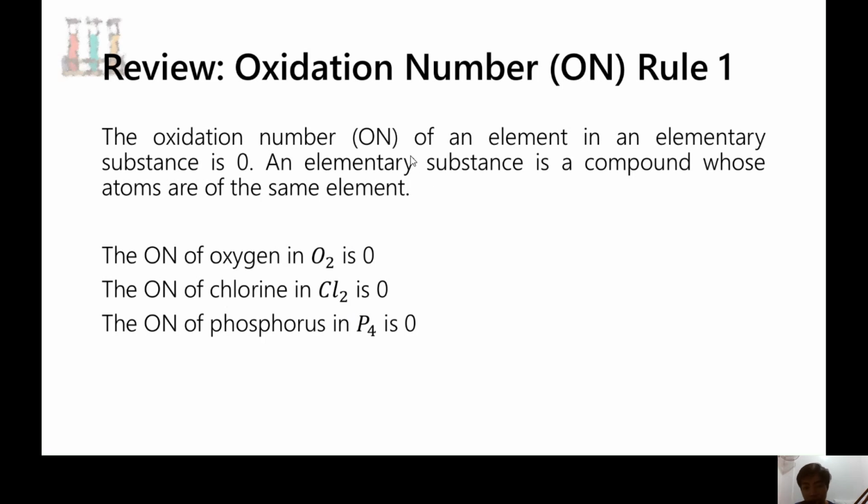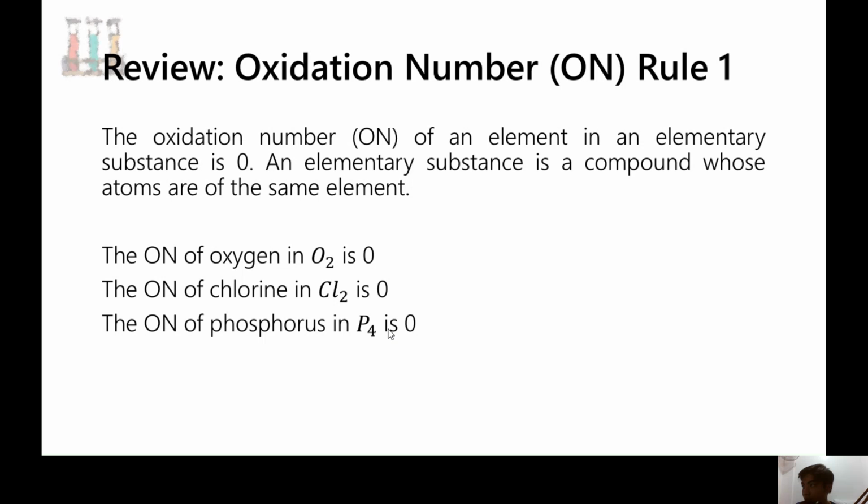So for an elementary substance, that is a compound consisting of the same elements, no? So ibig sabihin, pare-parehas lang yung atom diyan. So itong oxygen molecule natin, this is composed of 2 oxygen atoms. If that's the case, then the oxidation number of each oxygen atom is 0. For Cl2, the chlorine gas, this is another elementary substance, kasi parehas na atom, isang molecule. So again, 0 lang yung oxidation number ng kada chlorine atom dyan.